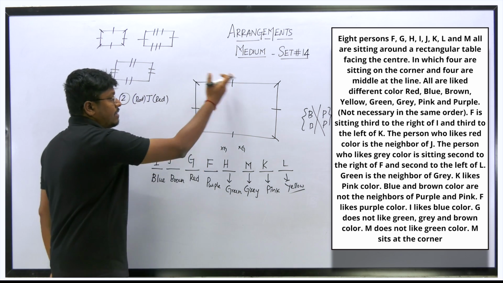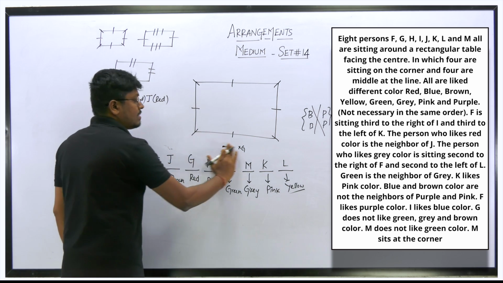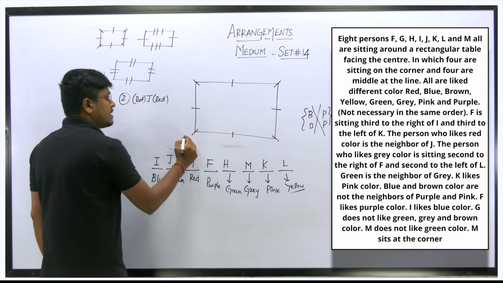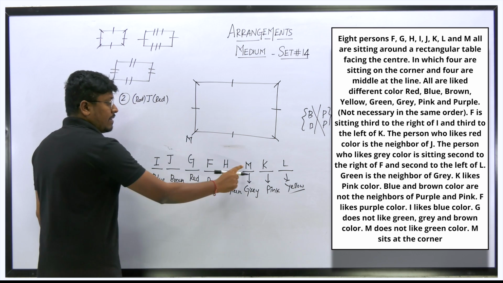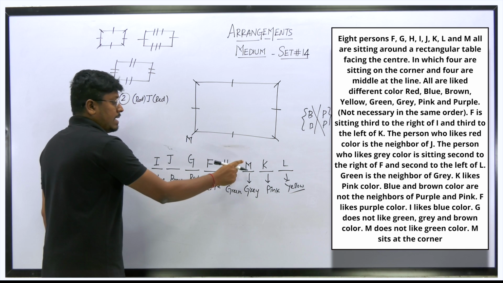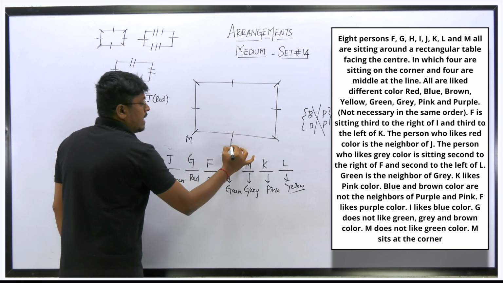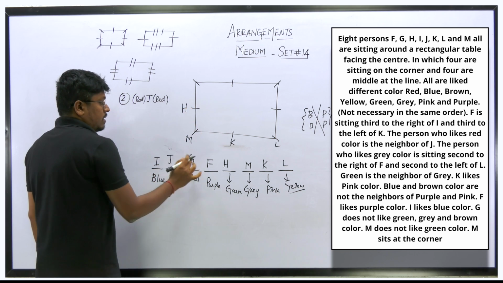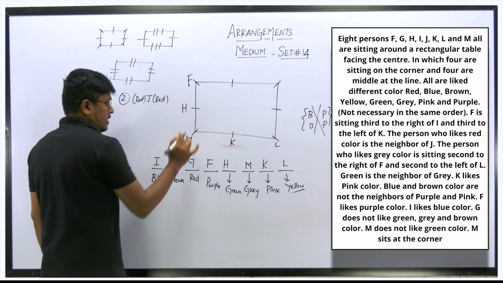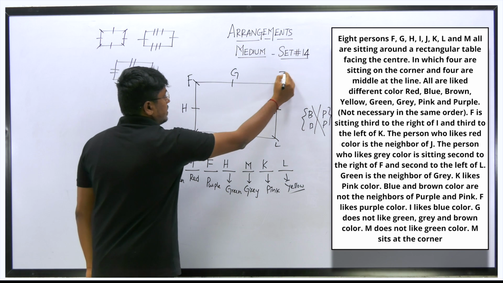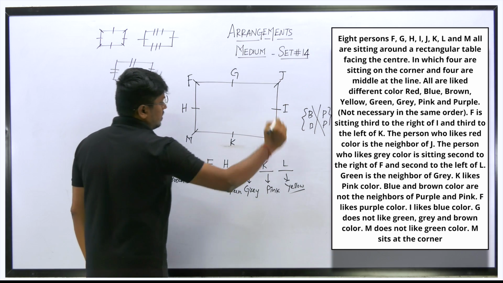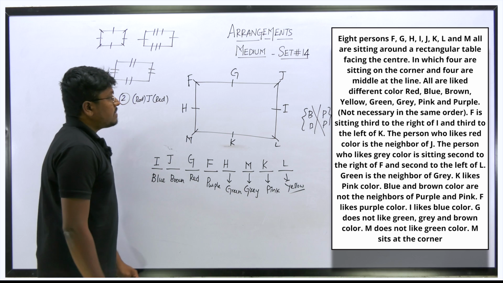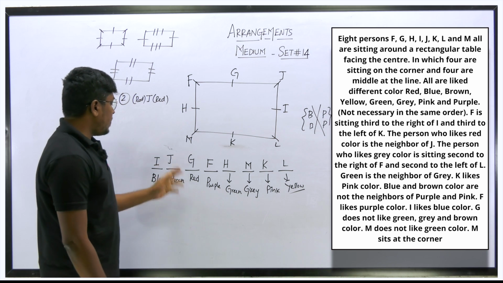So any corner, right? It's a rectangular arrangement. So we can place M anywhere here. So I can fix M here. If I fix M here, just listen. M, K, L, and M, H, F. So this will be H and this will be F, and this will be G, J, I. Understood or not? That's it. So this will be the answer for the question. I think we already fixed it.